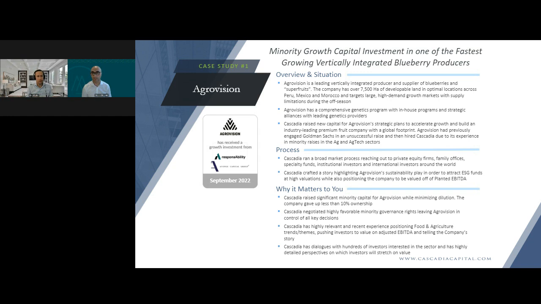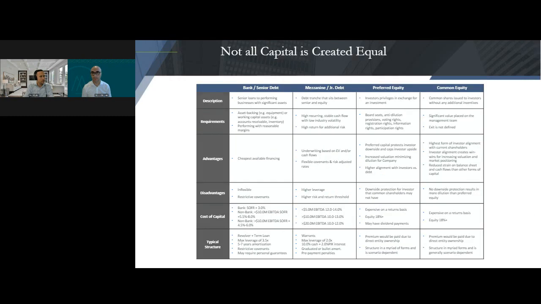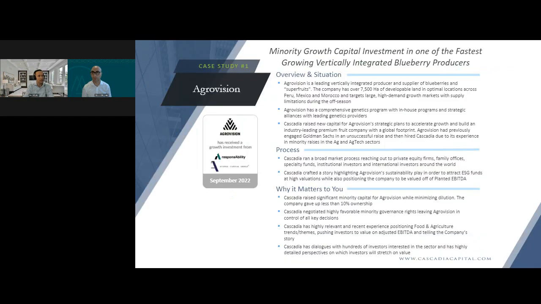So they wanted to give up the least amount of equity. So we helped the company speak with a number of investors and ultimately brought in an investor that, if I go back to here, was not a senior lender, but was also not a private equity firm investing in preferred equity or common equity. It was more of a junior debt type of investment where they gave up very little equity and left a lot of upside for themselves, but also paid a higher interest rate to incentivize an investor to come in and de-risk their business on a go-forward basis.